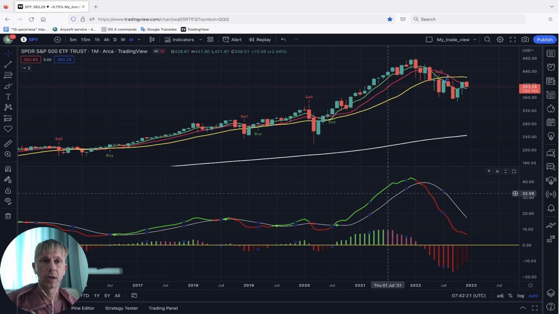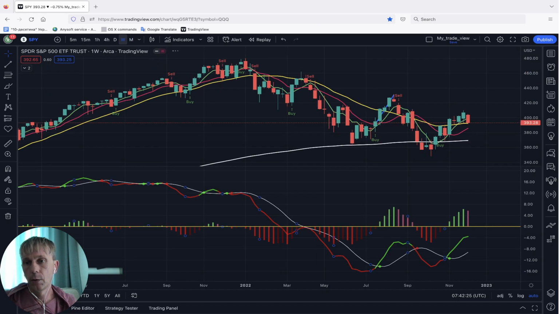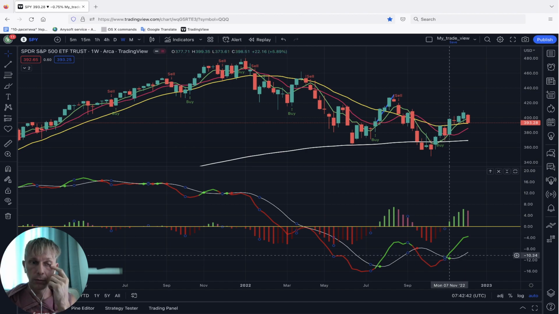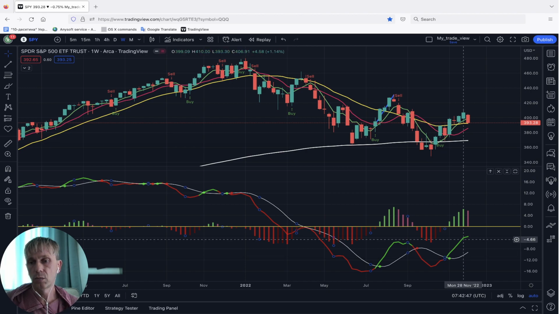Okay, let's check on weekly to see. Weekly it's a different picture. Weekly, MACD did bearish crossover on October 31st. Bullish crossover. MACD from bearish, from red line, changed direction to green line over signal line for MACD, and it is bullish. Since that time, it's still bullish.